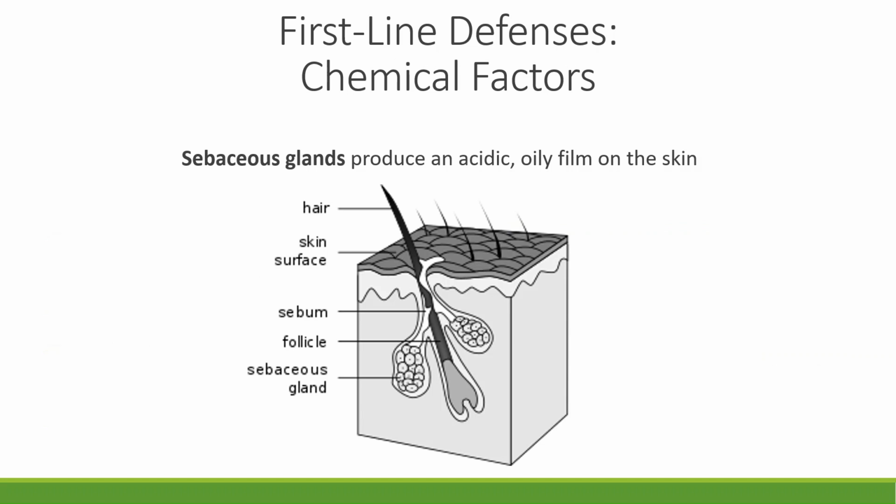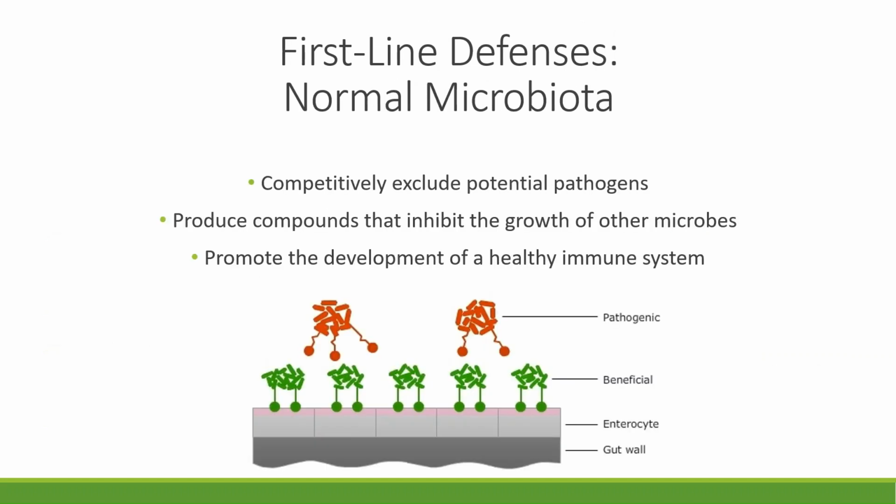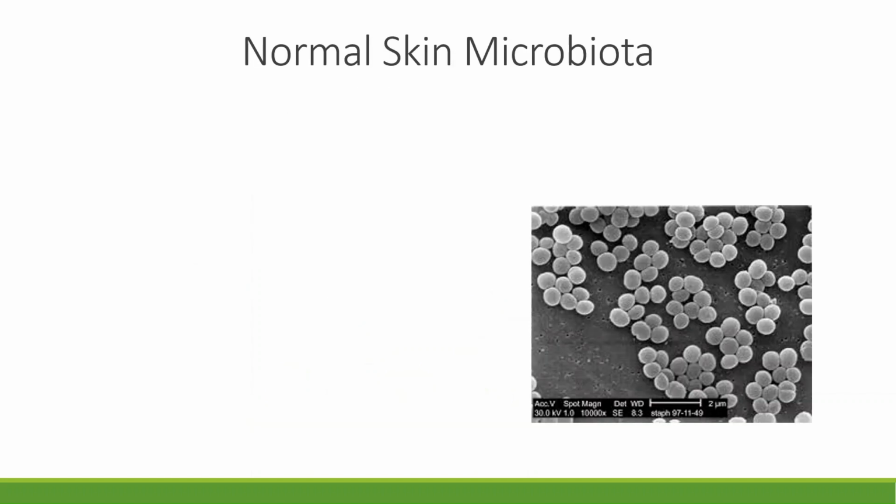And as you may recall, the sebaceous glands are responsible for producing an acidic and oily film on the skin surface. And that helps to prevent microbial growth. And you may also remember that there is a normal microbiota that exists on the skin. And that normal microbiota is made up of, in general, beneficial microbes that live on the body and help protect it from harmful pathogens through competitive exclusion, the production of antimicrobial compounds that might inhibit growth of other microbes, and it also helps to promote the development of a healthy immune system.